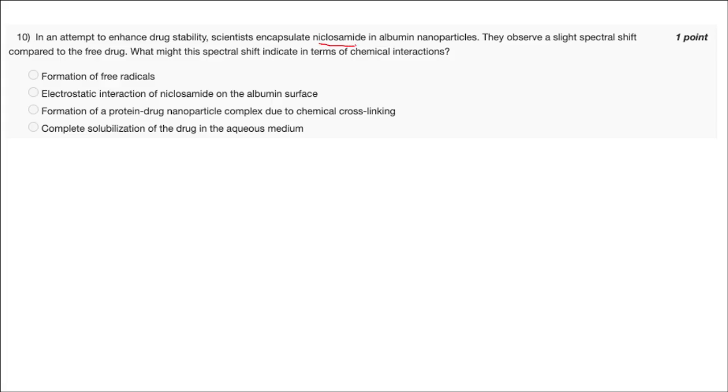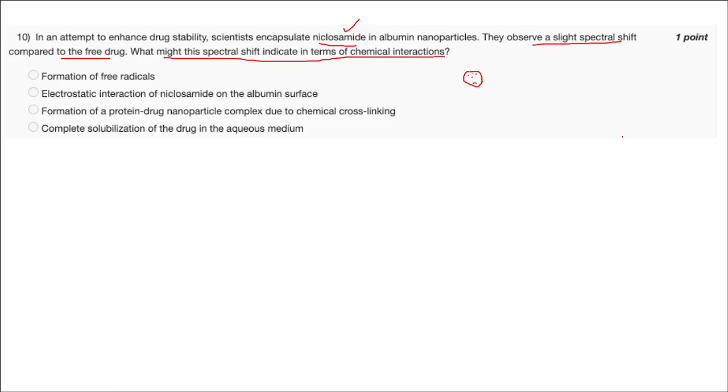Next question is: in an attempt to enhance drug stability, scientists encapsulate niclosamide. This is basically an anti-helminthic drug which is used for tapeworm infection. It is encapsulated in albumin nanoparticles. Now they observe a slight spectral shift compared to the free drug. What might this spectral shift indicate in terms of chemical interaction?